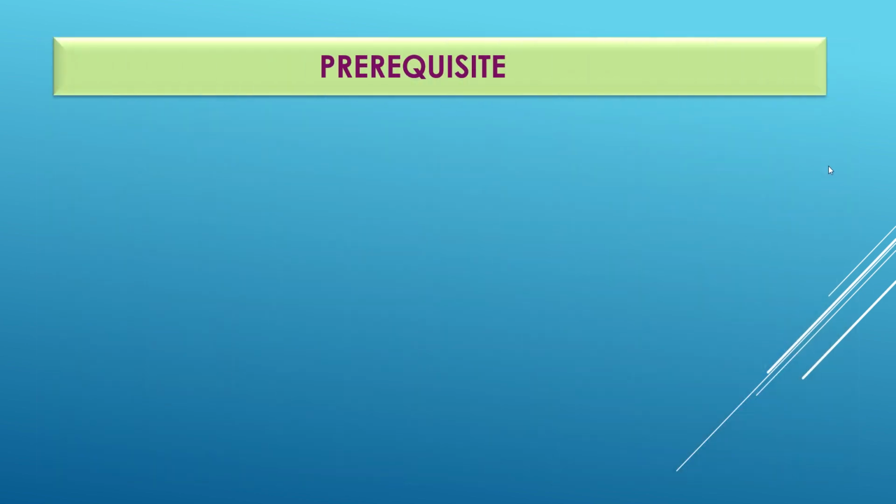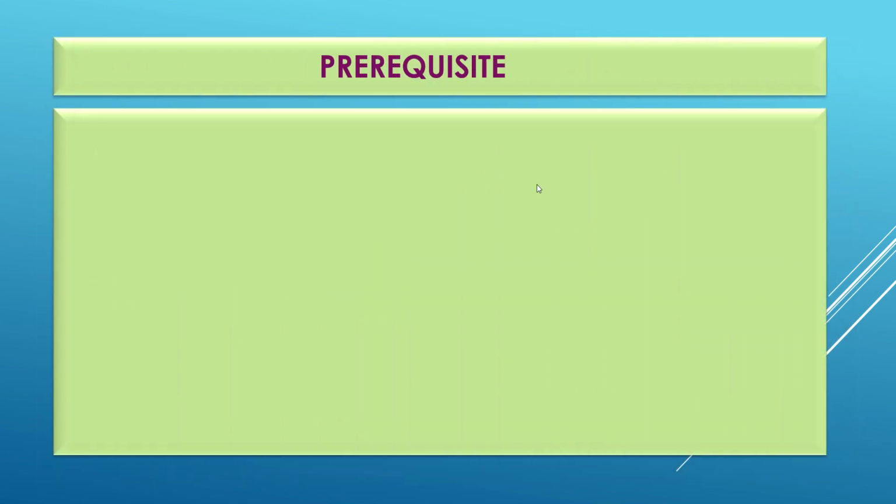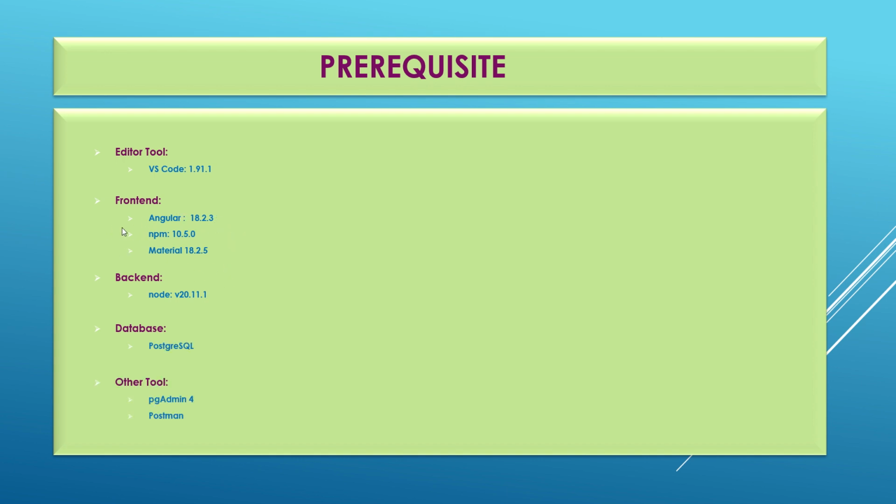These are some prerequisites which we are going to use to create this full stack application. We are going to use VS Code for front-end and back-end development. For the front-end development, we are going to use Angular CLI 18.2.3, NPM 10.5.0, Material 18.2.5, and for the backend development, we are going to use Node version v20.11.1. And for database, we are going to use PostgreSQL.